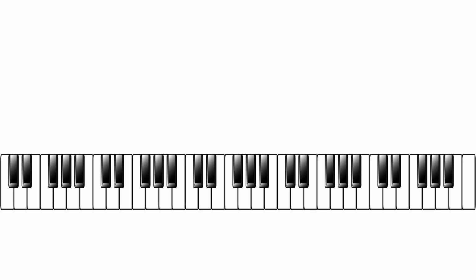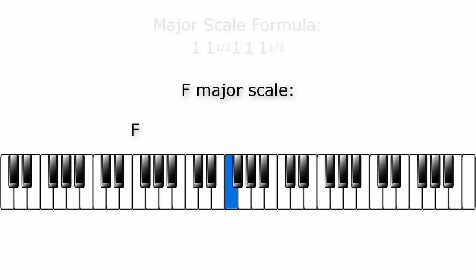For now, we've seen the C major scale with only white keys, the G major scale with one black key, which is the F sharp. Let me show you one major scale that has a flat note. That's the F major scale. I'll start on F. I will use the major scale formula.